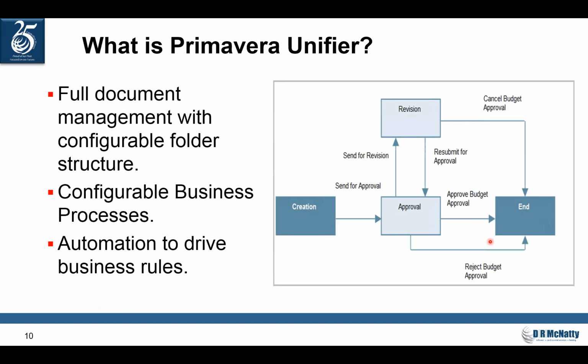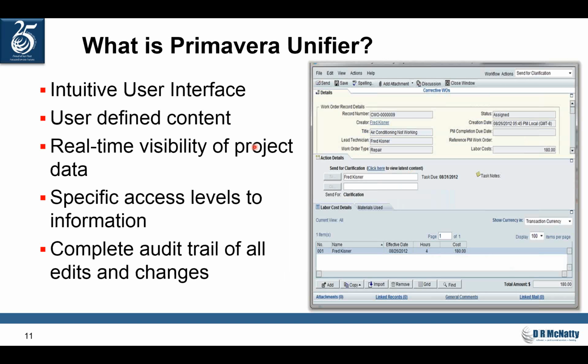This is a workflow, just a sample of a very, very simple workflow within Unifier. So you've got full document management with configurable folder structure on a foundation of configurable business processes that can be automated based on your own business rules. So as compared to contract management in the past, we now have a full document management system, and we have configurable and automated business processes. Setting up these workflows is a big part of your implementation.